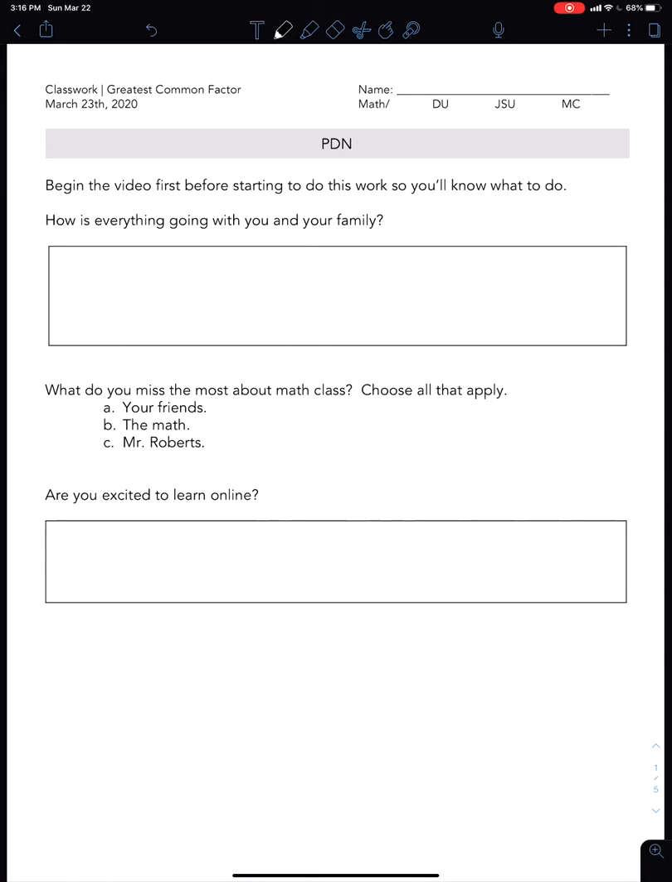After you've done the PDN, obviously, because you unpaused the video, there are no correct answers except for this question: what you missed the most about math class? You should have circled Mr. Roberts. If you didn't, then your answer is wrong. All right, let's go through the notes.